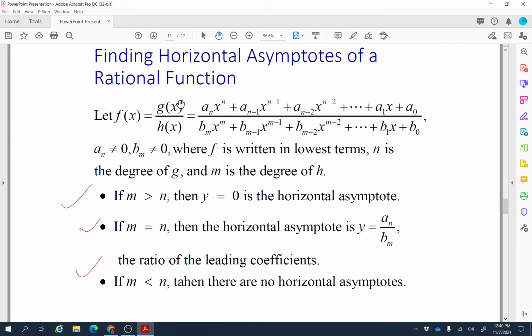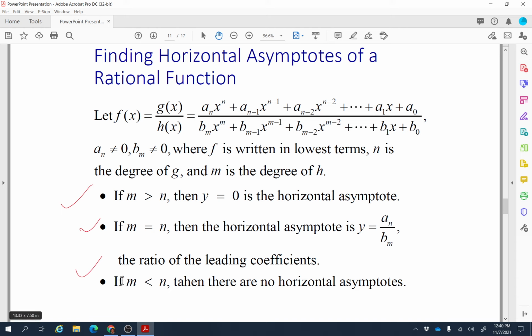Let's write down the polynomial on the top and the polynomial on the bottom as this. As you can see, the polynomial on the top has a degree n, the polynomial on the bottom has a degree m, and a_n and b_m are non-zero numbers. So now, to find the horizontal asymptote, you compare the degree on the top and the degree on the bottom. If the degree on the bottom is greater than the degree on the top, then always y equal to 0 is your horizontal asymptote. If the degree on the top and bottom are the same, then y equals the coefficient of the highest degree term on the top over the coefficient of the highest degree term on the bottom. Y equal to that value would be your horizontal asymptote.